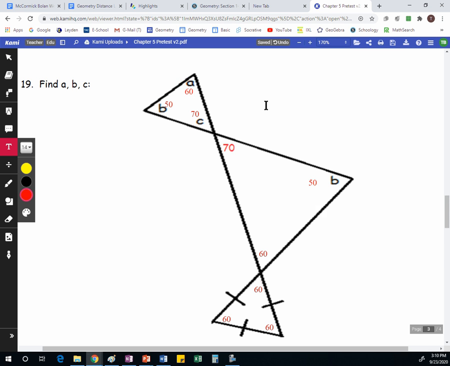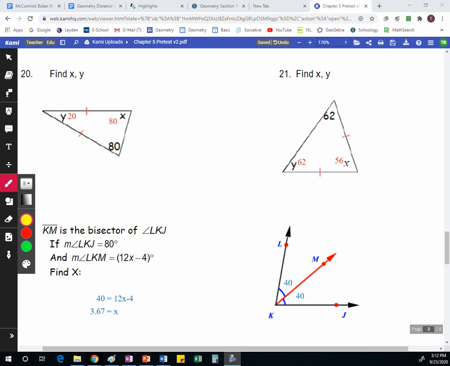Okay, on the bottom of this page, problem number 20, we have an isosceles triangle. If these are the two congruent sides, they're basically pointing at our congruent angles. So if this angle is 80, so is x, so we get x is 80. And then to find y, we just subtract both those from 180, and we're left with 20 degrees.